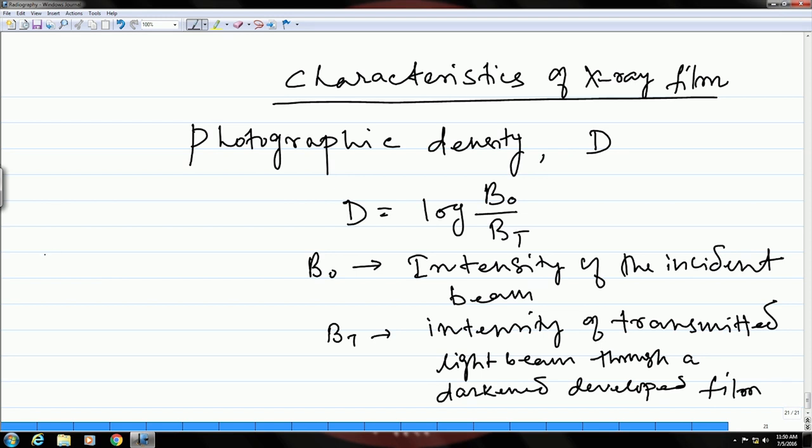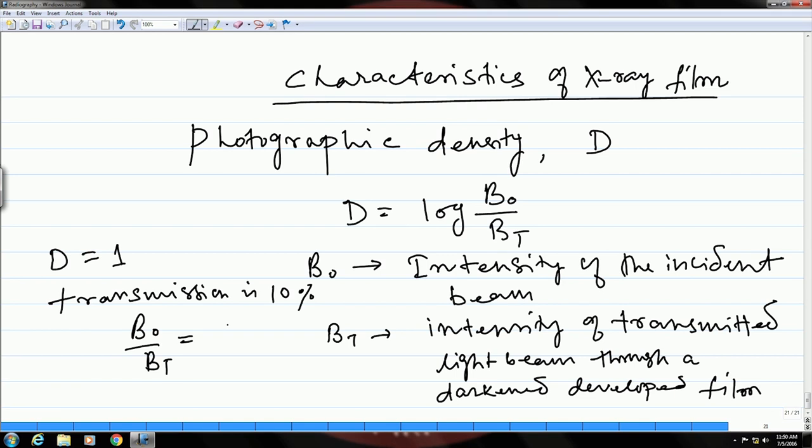For example, if you have D equal to 1, then this means that transmission is 10%. D equal to 1 means B naught by B t is 10, right. That means B t by B naught, which is the transmission, is 1 by 10 or 10%, right.